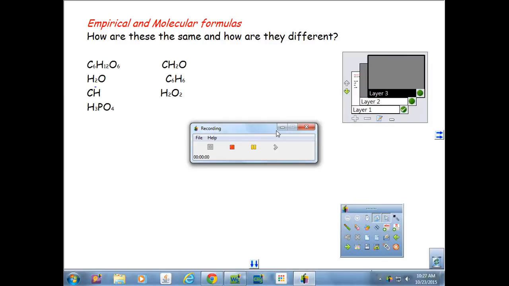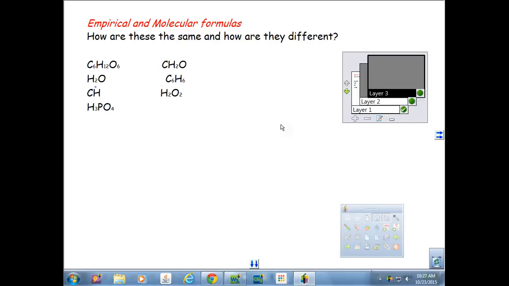This is chemistry, and hopefully we're going to be looking at empirical and molecular formulas. So, what exactly is an empirical and molecular formula? Well, how are these the same and how are these different? So let's go ahead and see if we can take a look there. Okay, first of all, when we look at these right here, we notice that some of them are very similar, some of them are a little bit different.